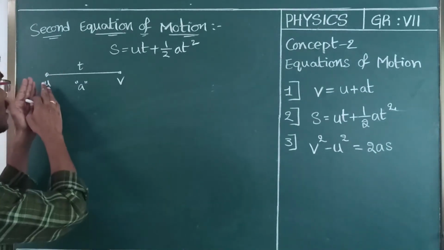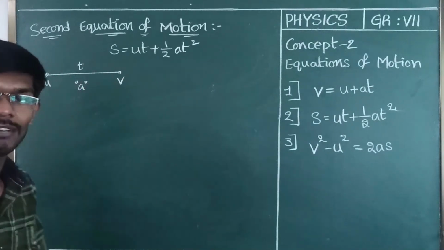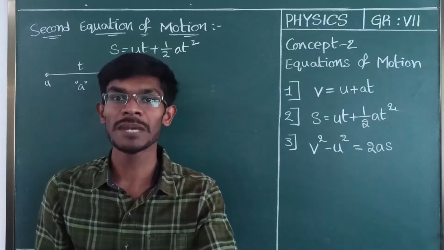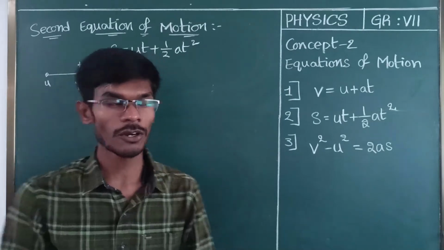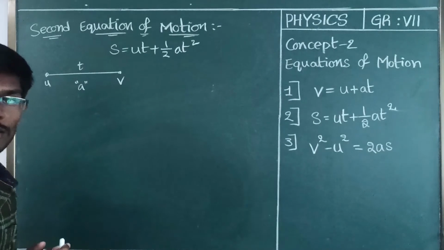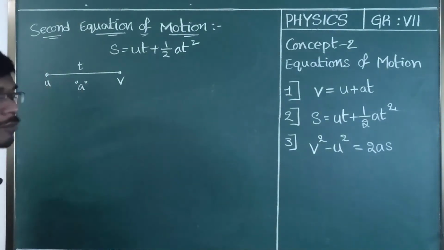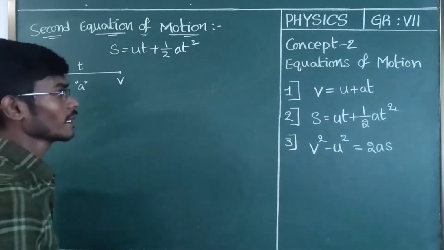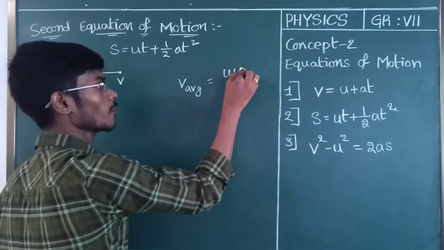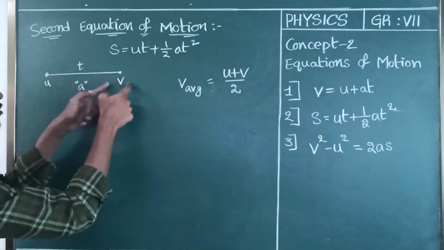Whenever an object changes its velocity from one initial velocity to another final velocity within a particular time interval t, there will definitely be a displacement of the object. Here there is a condition: if an object is moving with uniform velocity or uniform acceleration, then the average velocity can be written as V average is equal to u plus v by 2.